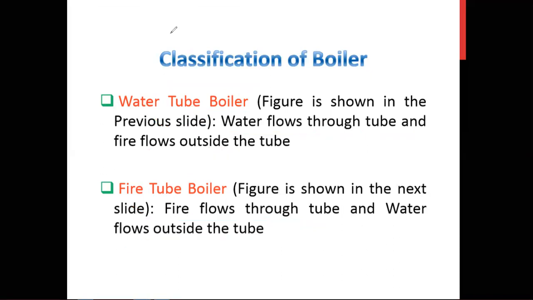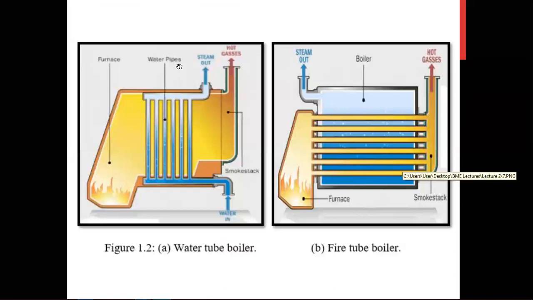So my student, there are two types of boiler already we discussed, water tube and fire tube. So let's see the difference between the water tube and fire tube. So as we already told you, you can see from the figure also, this is water tube boiler. You can see that this is the burning. I showed you in the video also.